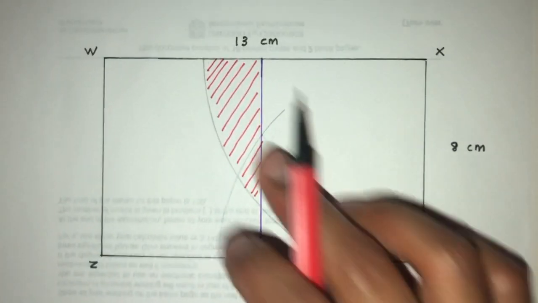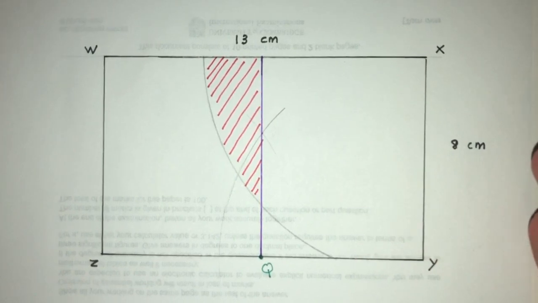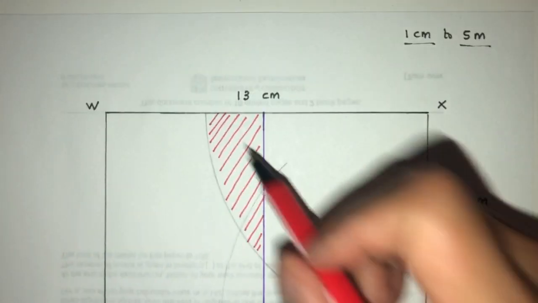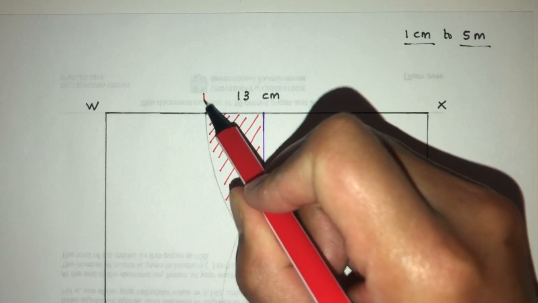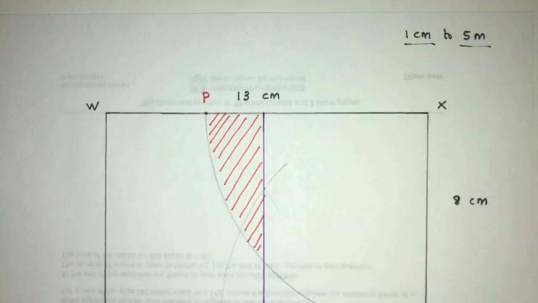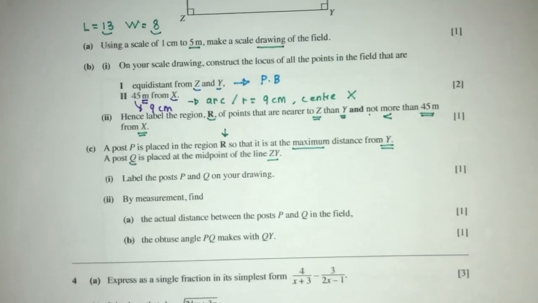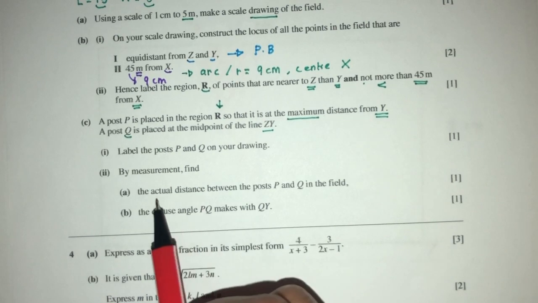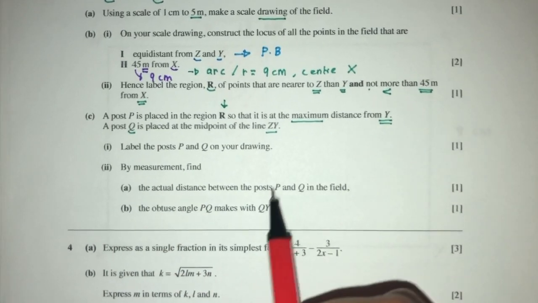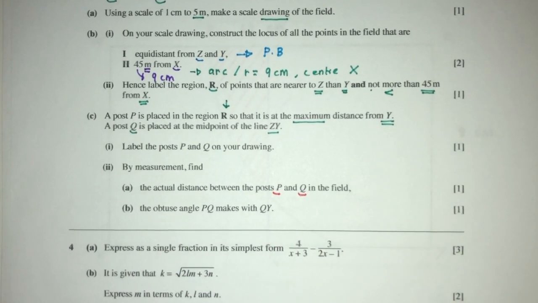So where will be the post P? So this is your region R. Obviously by observation you can see the post P has to be right here. It will be the maximum distance from the position of Y. Right, now that will be the two positions. Now part 1, by measurement we have to find the actual distance between P and Q in the field.